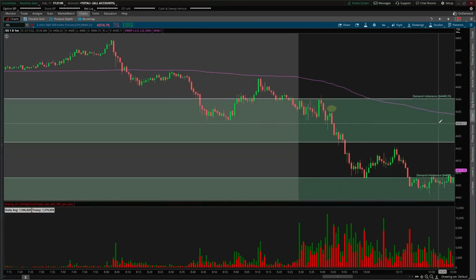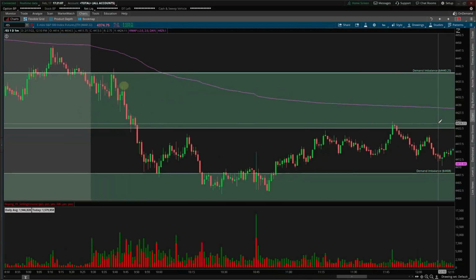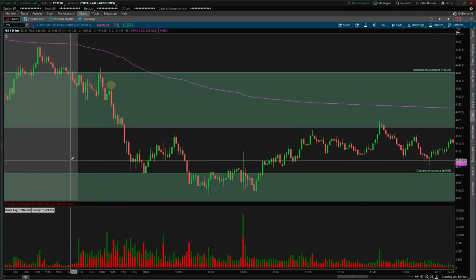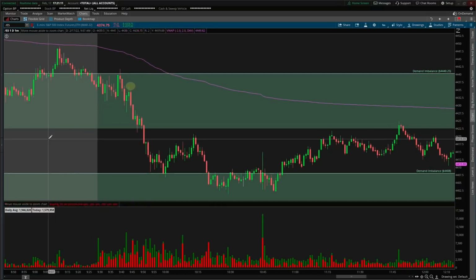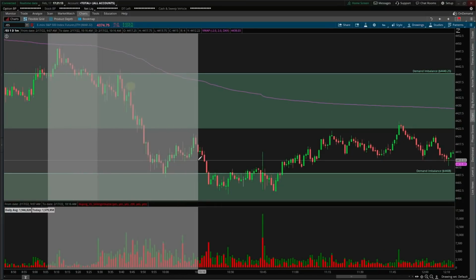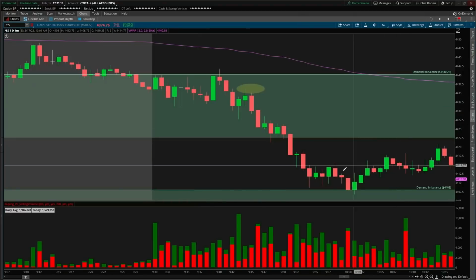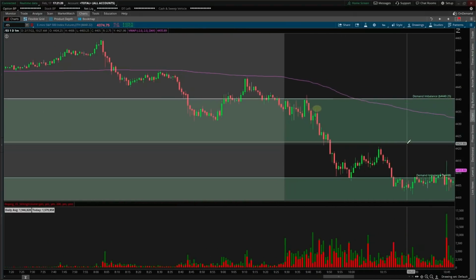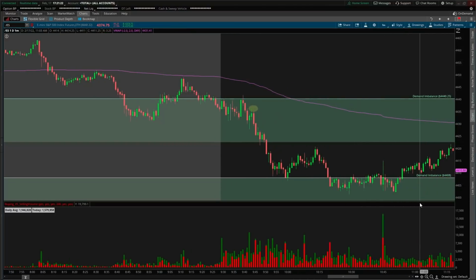I wasn't expecting the velocity of the sell-off, but how I take my trades is I always leave a couple contracts in case the market wants to continue selling off or rallying in certain scenarios. So at this point, I'm in 10% of my position, and yeah, we hit this 4408 demand zone.